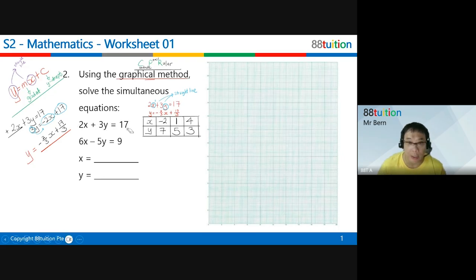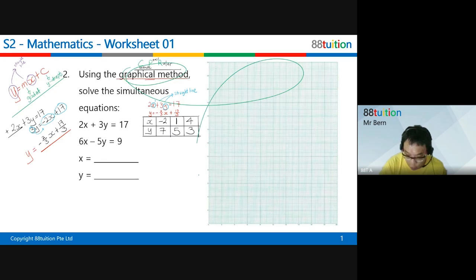All right. Can we try another one? All right, let me try another one from scratch. For those who just came in, you're still a little bit lost. All right, children, come. This particular question is from worksheet 1, question number 2. Last week, I didn't finish this question. I need to use the graphical method to solve the simultaneous equation.